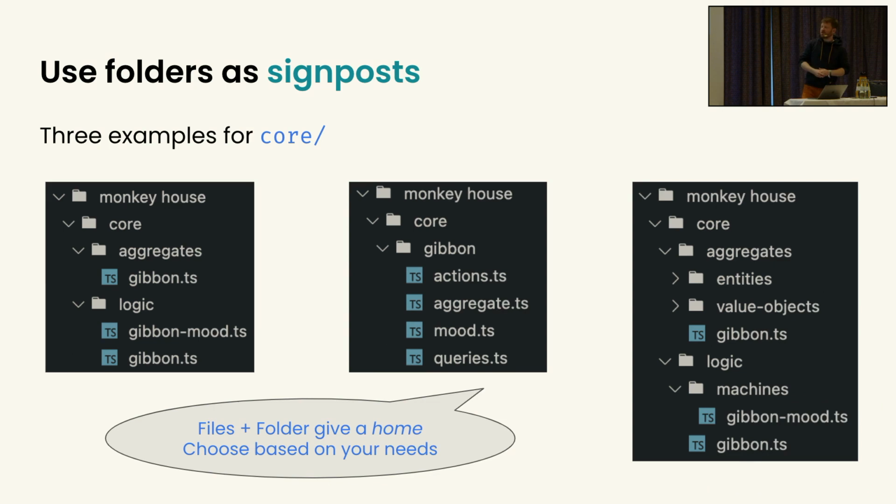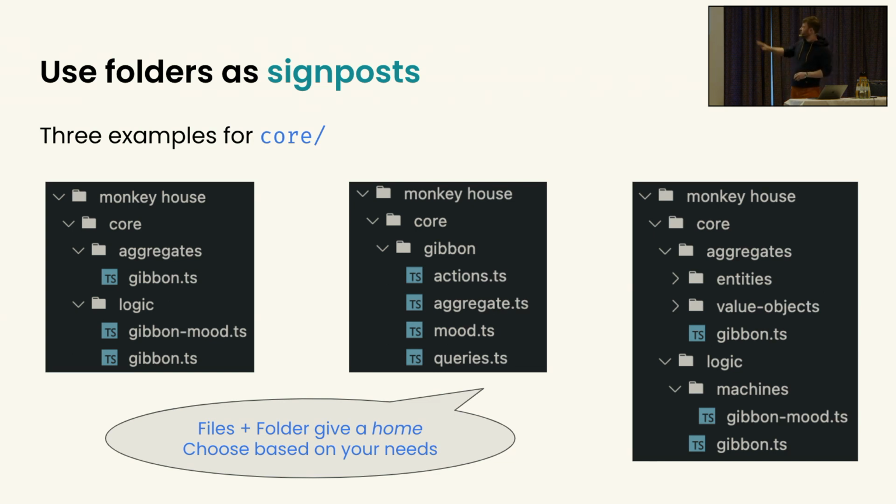Well, 3 examples actually. On the left-hand side we have the monkey house here. In the core, we have the aggregates and the logic separated by this. And then you find this for the gibbon, the aggregate or the logic, which contains questions and actions, etc., or the gibbon mood, which contains a state chart. In the middle is where everything is homed under the gibbon folder. So you'll find everything that is responsible around the gibbon in this folder.